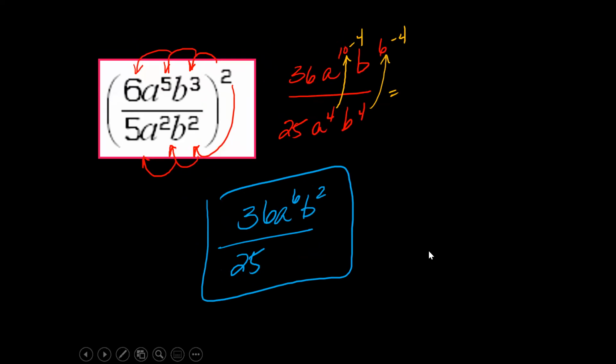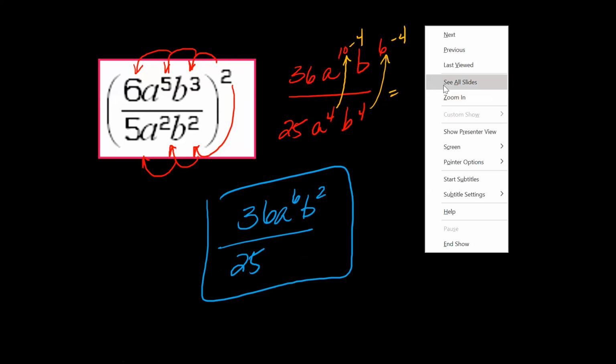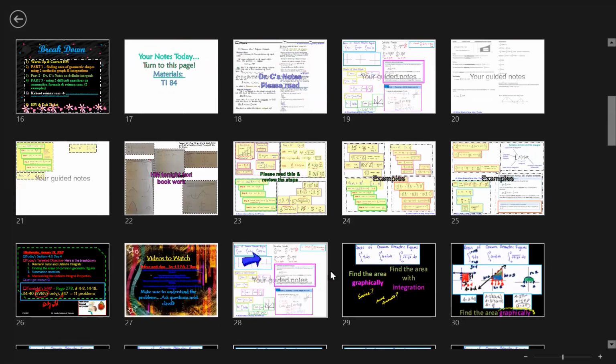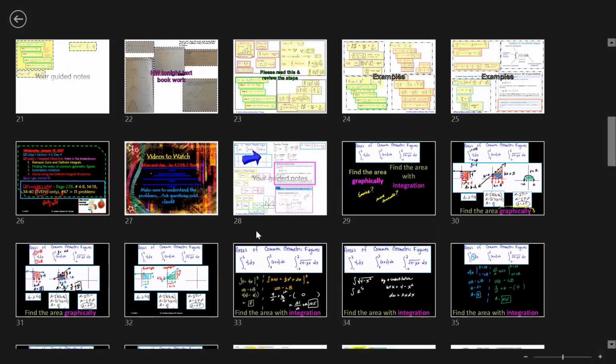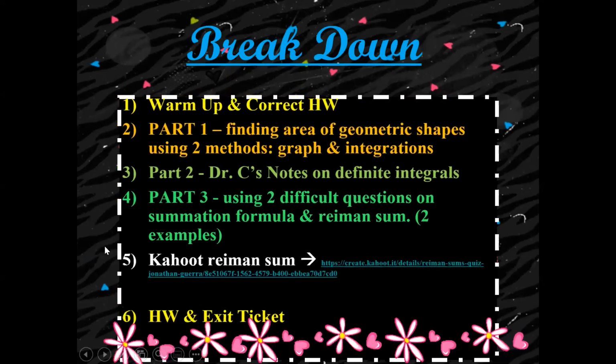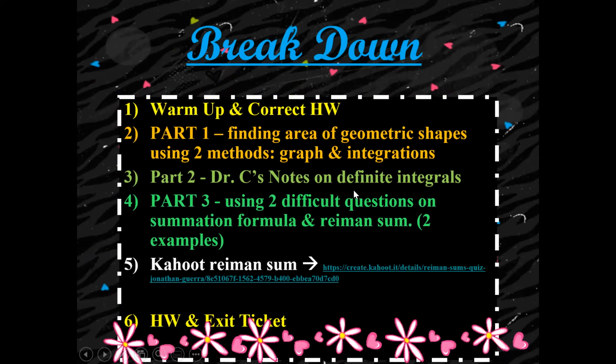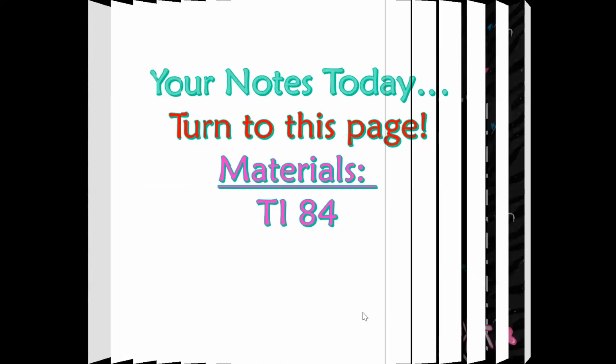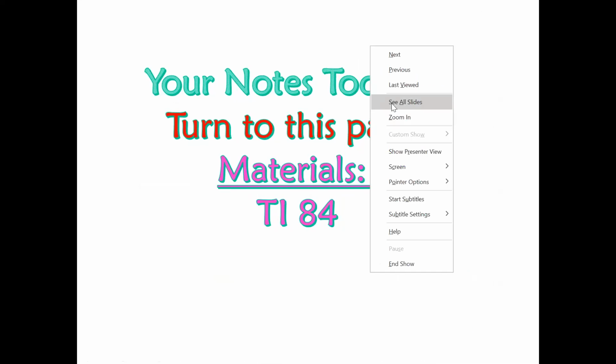Your answer for the warm-up looks like this. And what I have here is your guided notes with your breakdown of everything. So we're going to have 2 different parts. Part 1, finding the area of the geometric shape using 2 different methods, graph and integration. Part 2, notes on definite integrals. Part 3, using 2 different questions on summation formulas and Riemann sum. All right, so with that said, let's go ahead and get started.